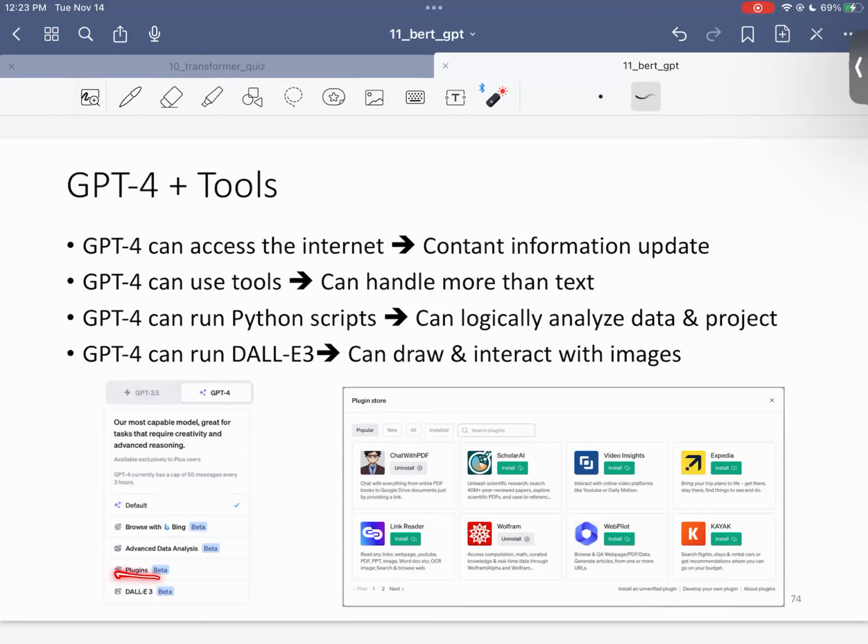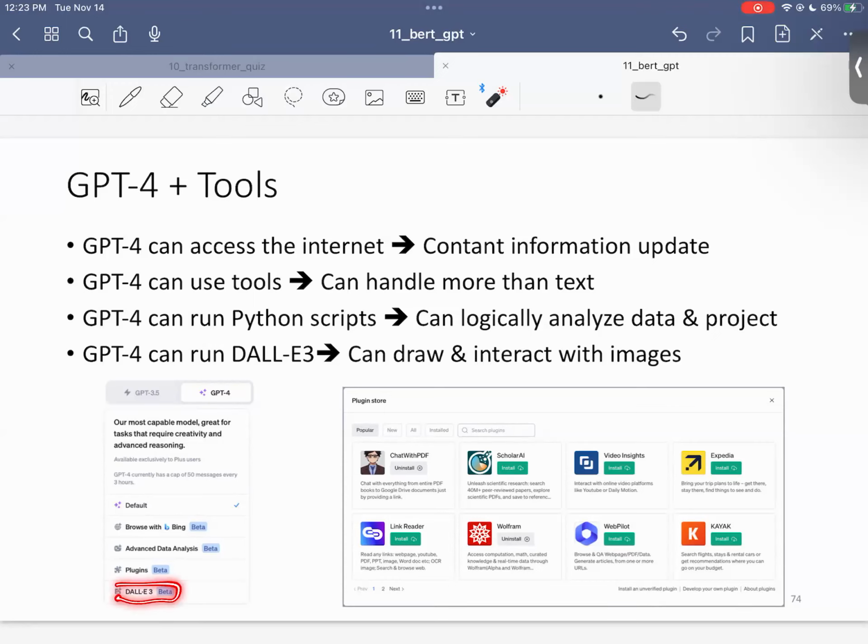And the third one is plugins. So there's like an app store for GPT-4. There's a bunch of different plugins. There's a PDF plugin. There's an Expedia plugin where GPT-4 can have access to the flight information from the Expedia webpage and then give you recommendations for your flights and whatnot.